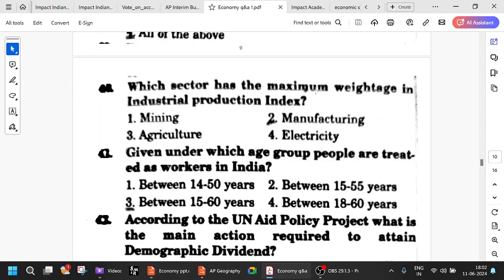So which sector has the maximum weightage in the industrial production index? We have just seen: manufacturing, followed by mining, followed by electricity. So in industrial production, you don't have agriculture, right? It is mining, electricity, manufacturing.